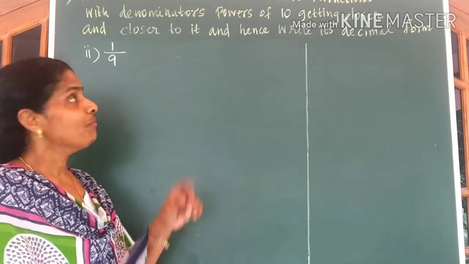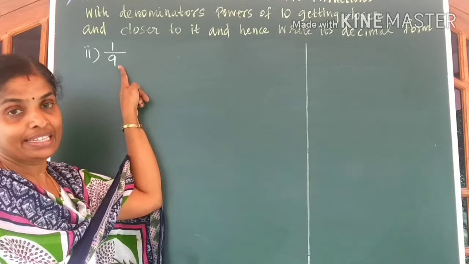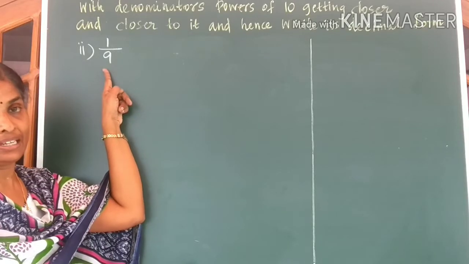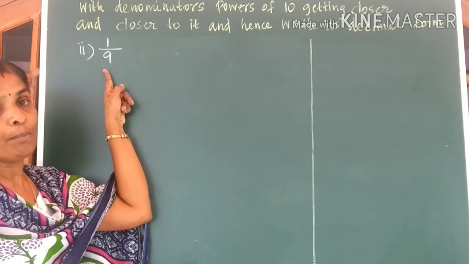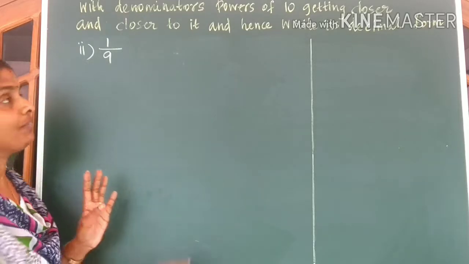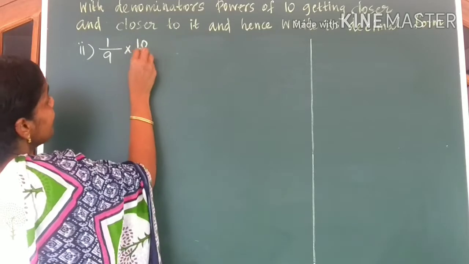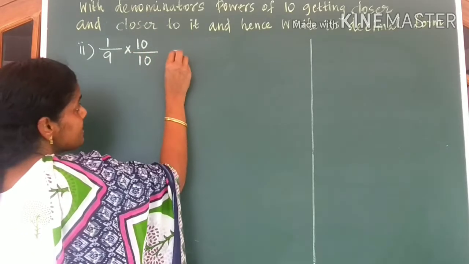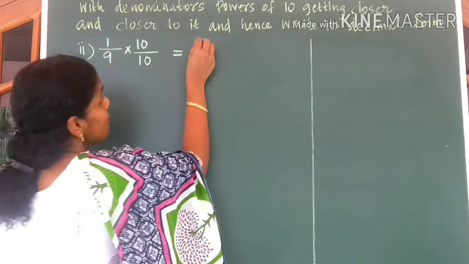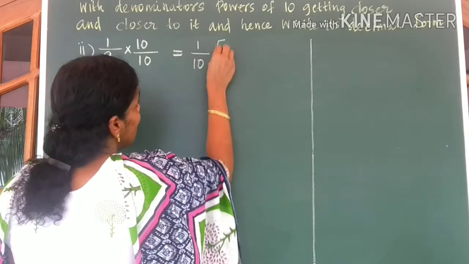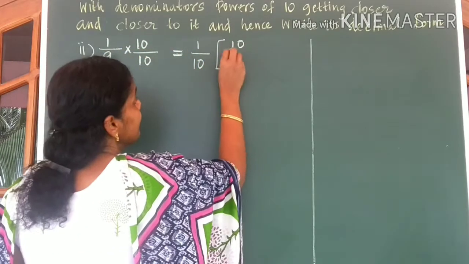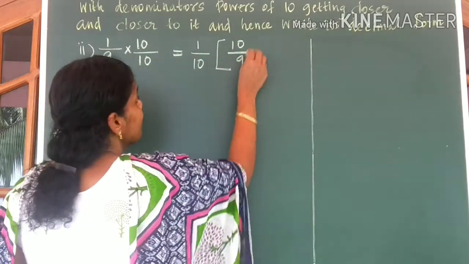Let us do the last question in the first part. It is: write the decimal form of 1 by 9. So what is our idea? Multiply the numerator and denominator with 10 first of all. So into 10 divided by 10. This is equal to, now take 1 by 10 outside. So when you take 1 by 10 outside, what remains? 1 into 10, 10 divided by this 9.